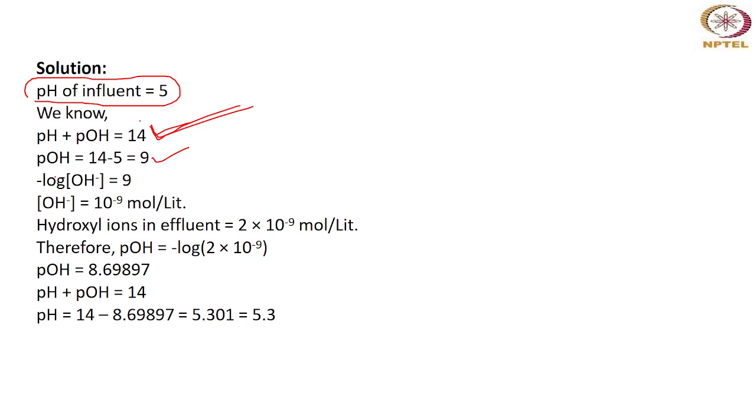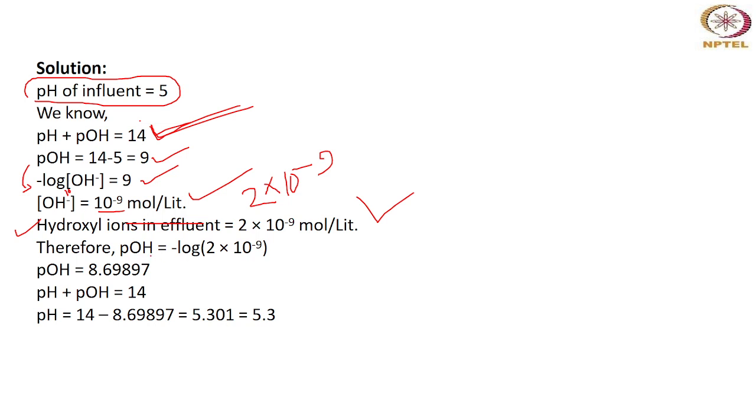So pOH we can write in this form also, minus log of OH concentration, that is equal to 9, right? So this is the negative logarithm of OH concentration. So the OH concentration is 10 to the power minus 9 mole per liter, right? This was base 10 log. So the hydroxyl ions in the effluent will be double the concentration, 2 times 10 to the power minus 9 moles per liter. This is the effluent hydroxyl ion concentration.